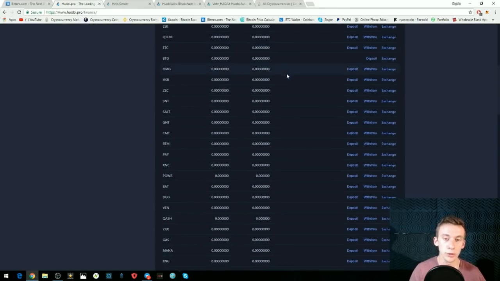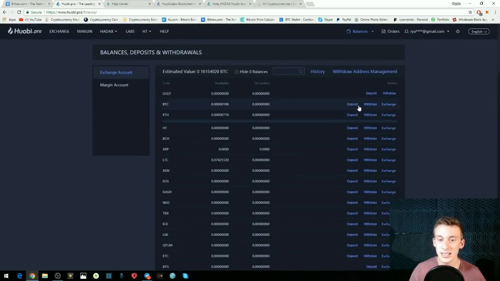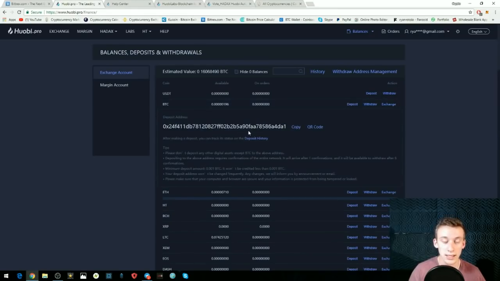This is where all your cryptocurrencies are going to be. On these tabs right here, you have the deposit tab, withdraw tab, and the exchange tab. So with the deposit tab, if you click on it, it's going to generate an address. This is the address you use on whatever you're sending Bitcoin or other coins from to Huobi.